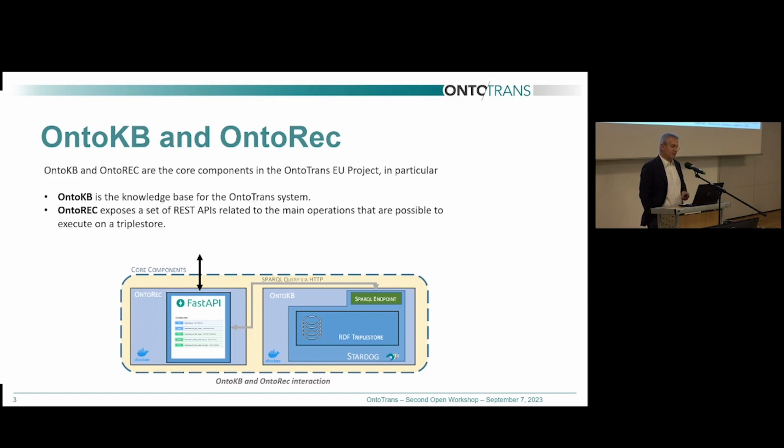So basically, these are OntoKB and OntoREC and how they interact. OntoKB is meant for being the knowledge base for the semantic knowledge in the OntoTrans project. So basically, it's a storage for the semantic information, and it's at the very core of the software platform. As you see here, we call it OntoKB, and the software component works a bit like a wrapper. For what? For a triple store.